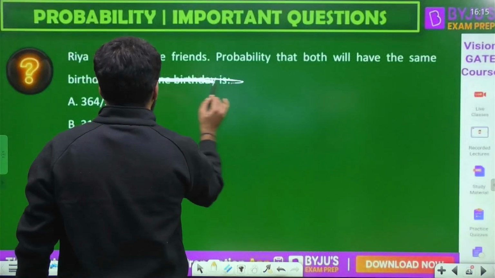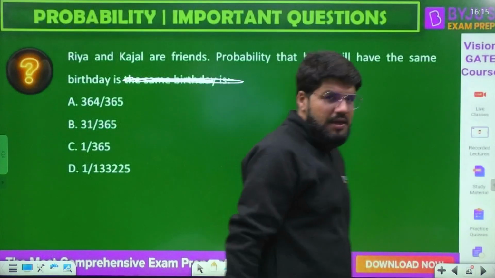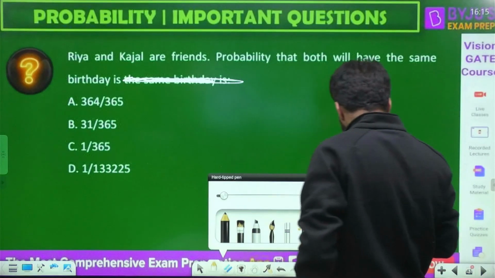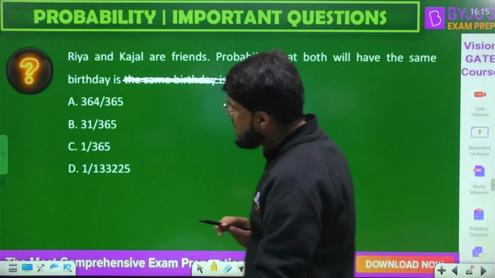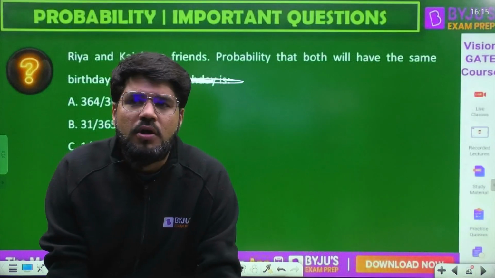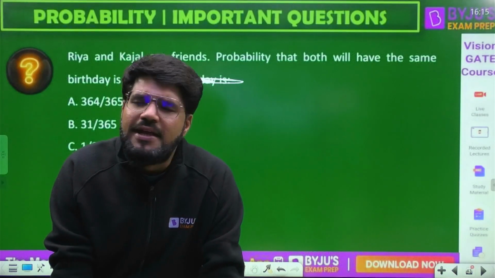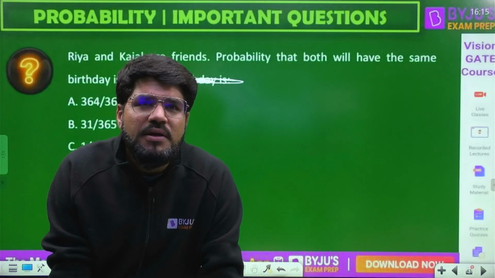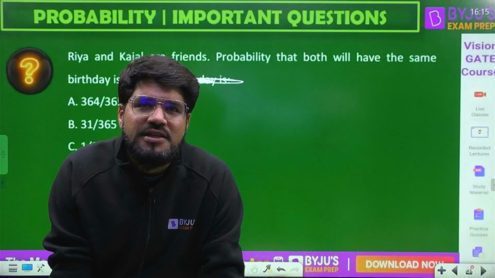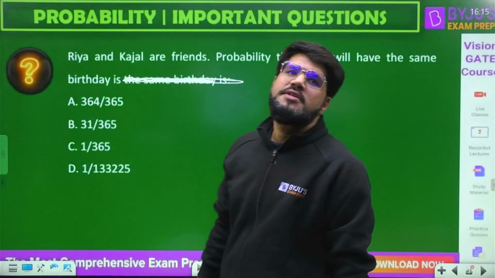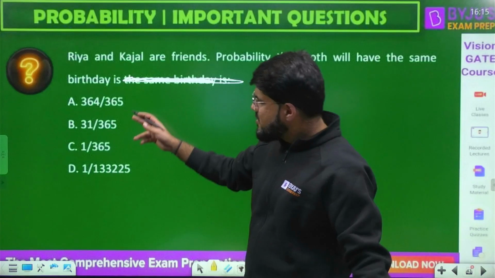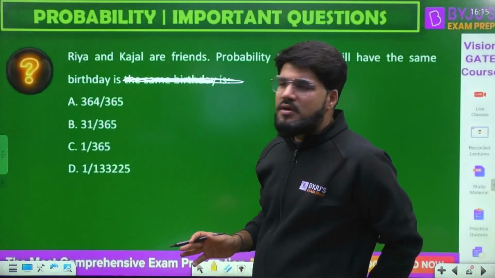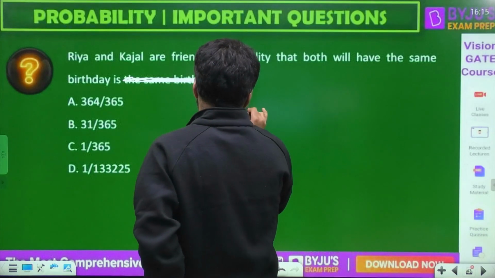What is the probability that both will have the same birthday? Riya and Kajal are friends. We can do this, not a big deal for us. See, let's say Riya is born on any one day, any day you imagine. Maybe 24th December. What is the probability that Kajal is also born on 24th of December? Very simple. All the options suggest that it's not a leap year, otherwise the denominator will be 366.